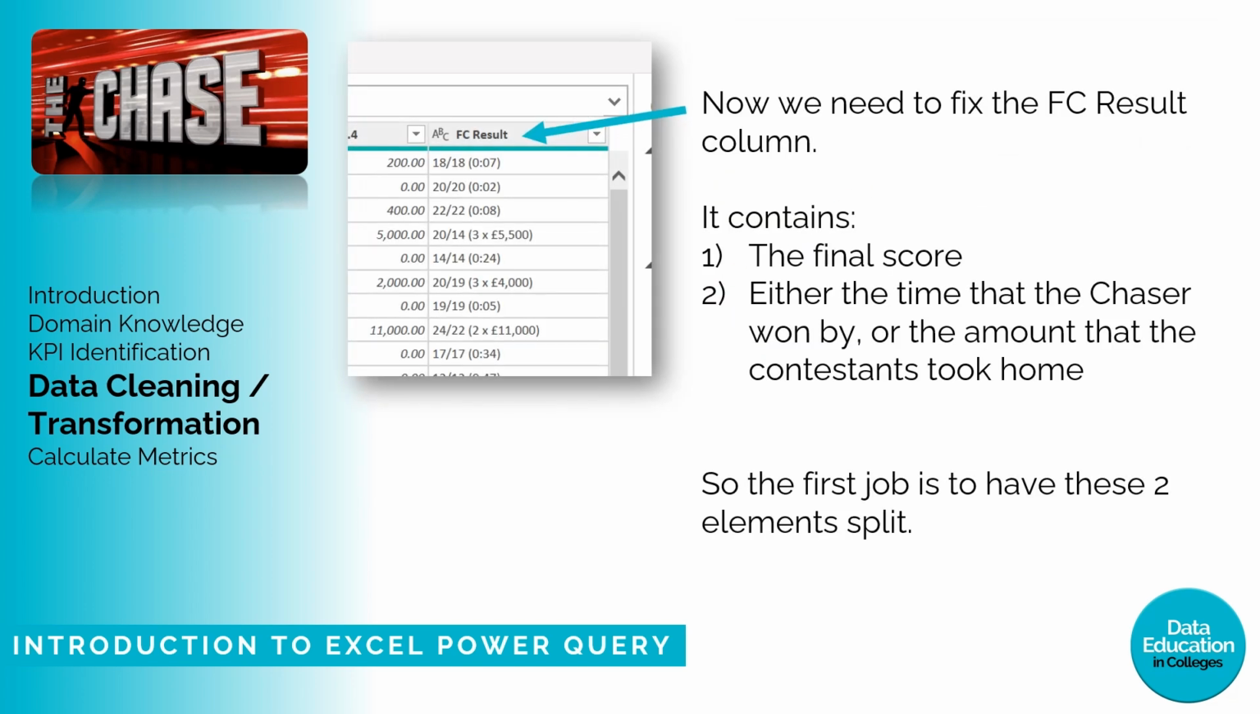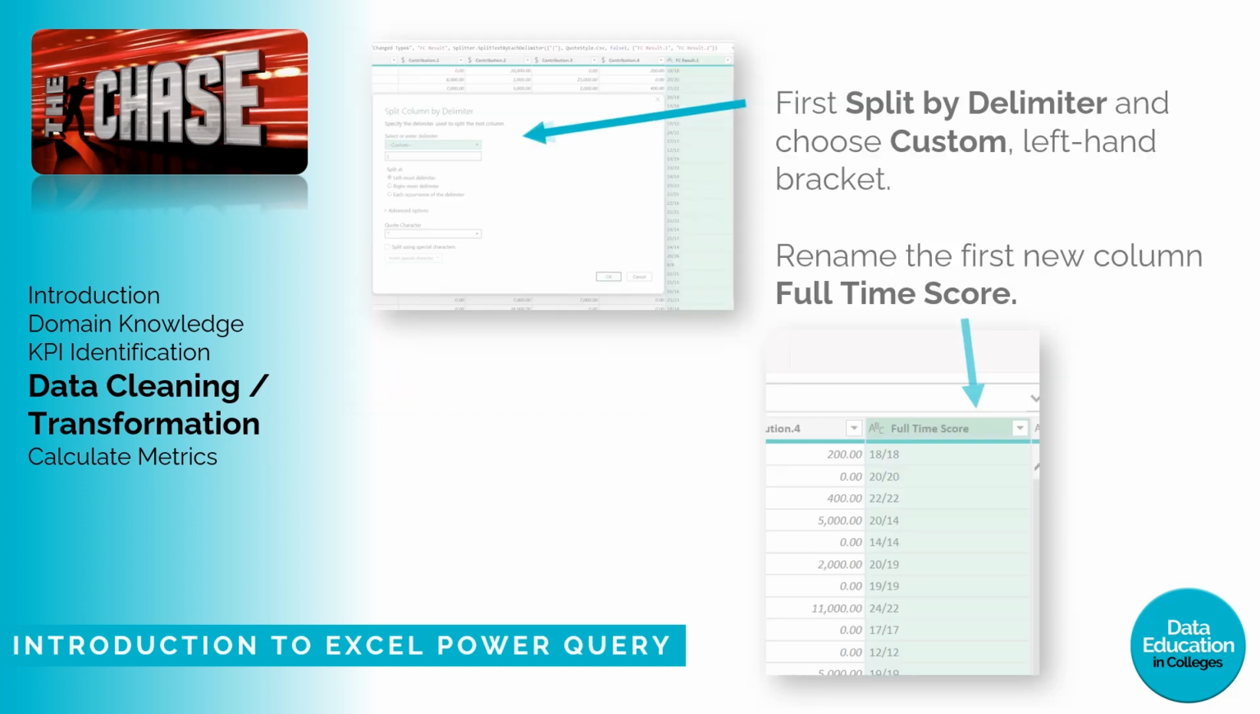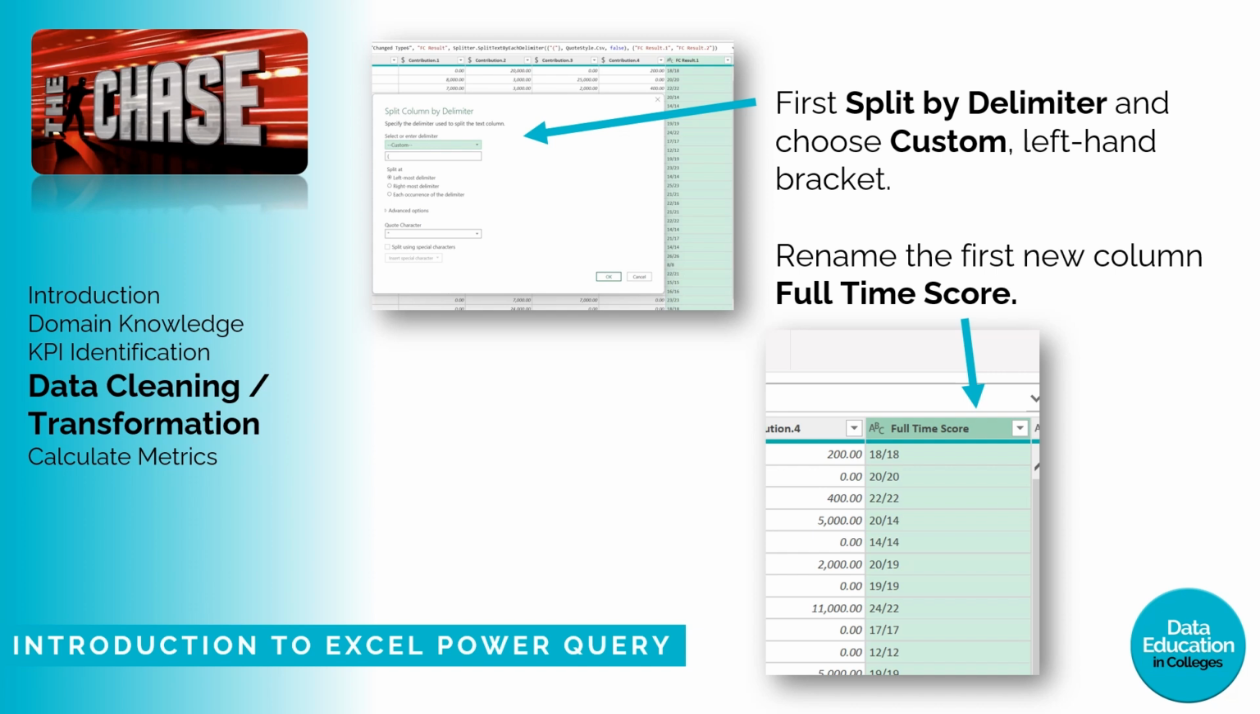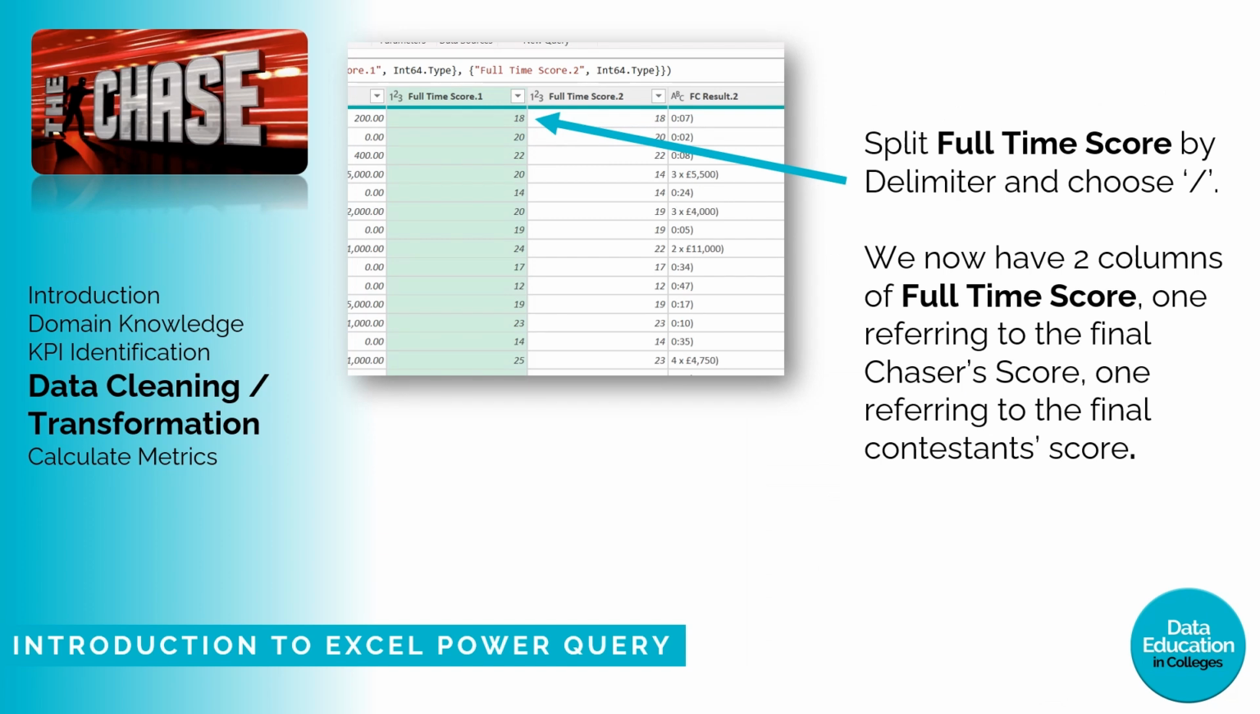We need to fix this FC result column. We've got final score, the time the chaser might have won by, but it's a mess at the moment. So we have to split these two separate elements up. First, split by delimiter and choose custom left-hand bracket. Then rename your first new column to full-time score. Split full-time score by delimiter, this time choose slash, and we've now got 2 columns rather, of full-time score, 1 chaser score, 1 contestant score.